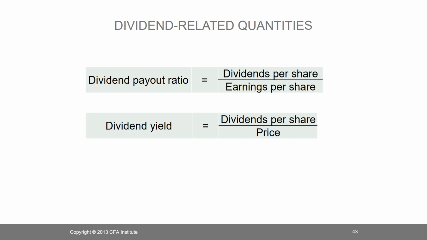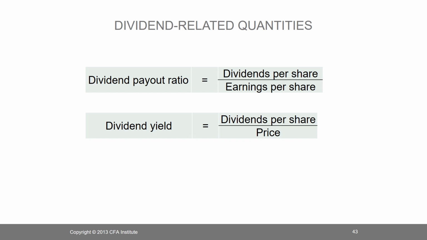Therefore, conclusions about a company's dividend payout policies should be based on examination of payout over a number of periods. And then we have dividend yield, which is calculated by dividends per share divided by price, and it represents the dividends as a percentage of the share price.